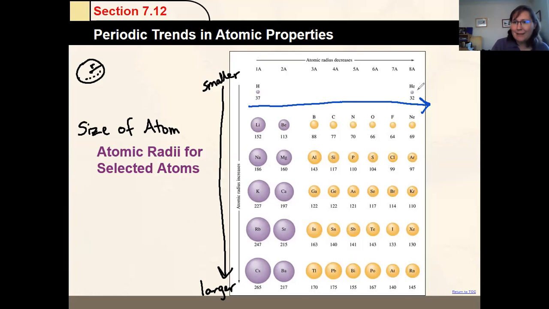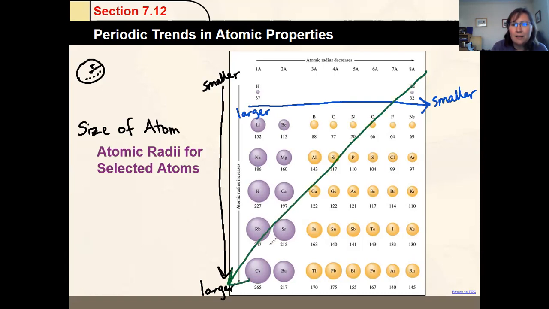As we add more protons and neutrons to that center nucleus of extremely dense charge, we are adding more pull to the outside electrons. So we're actually pulling them in tighter. So even though we're adding mass, we're actually getting smaller, okay? So this side of the periodic table is smaller and this side is larger. And so that means that our overall trend comes down like this, from smallest here to largest here.